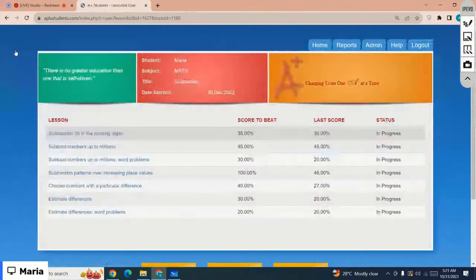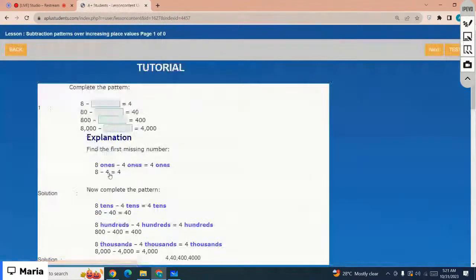And the next lesson is subtract numbers up to billions. Word problem. You have to do the word problems on your own, right? The next one is subtraction patterns over increasing place values. So you have to find the patterns when you are subtracting, right? So 8 minus what number equals 4?